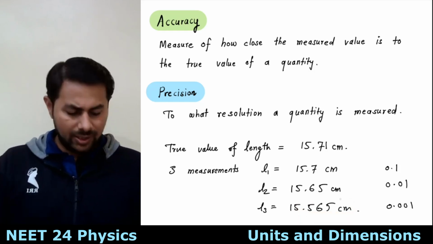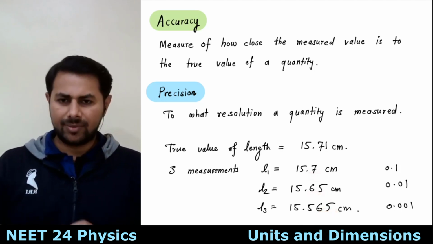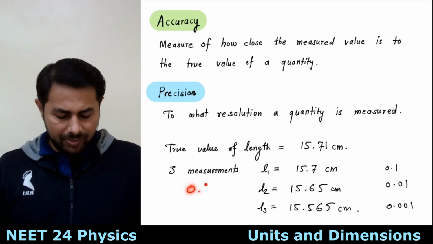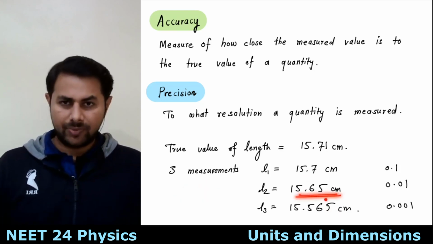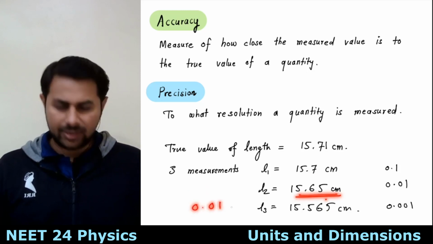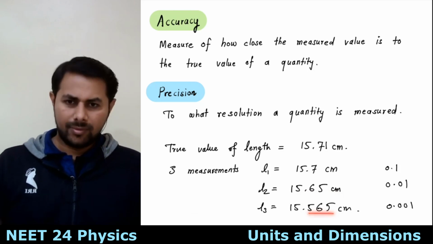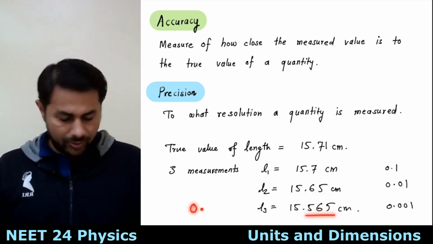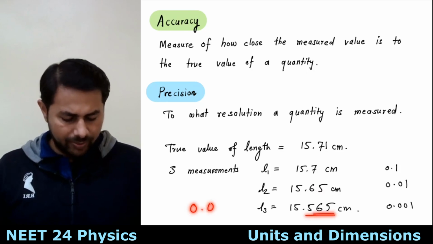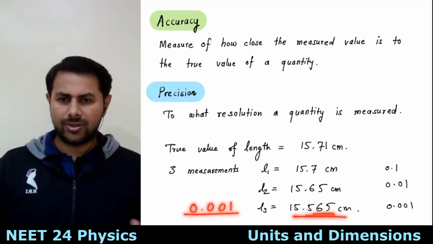Precision tells you what? The resolution of an instrument. This instrument can take readings up to what? Its minimum reading is 0.1 centimeter only. The minimum reading of this one is 0.01 centimeter only. So this is more resolved. This one is for minimum reading. Minimum reading for this one is 0.001 centimeter. So it is even more resolved.